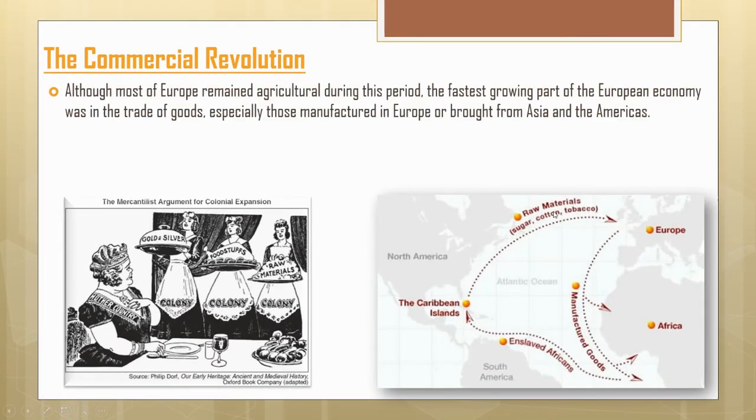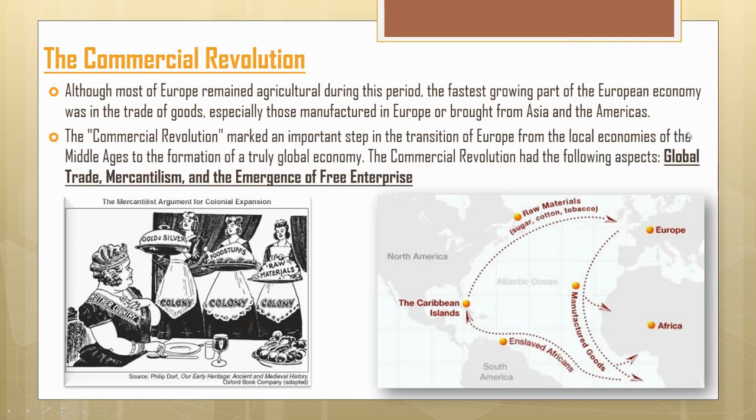So, although most of Europe remained agricultural during this period, so most were still farmers, the fastest growing part of the European economy was in the trade of goods, especially those manufactured in Europe, so made in Europe and brought in from Asia and the Americas. Commercial revolution marked an important step in the transition of Europe from the local economies of the Middle Ages to the formation of a truly global economy.